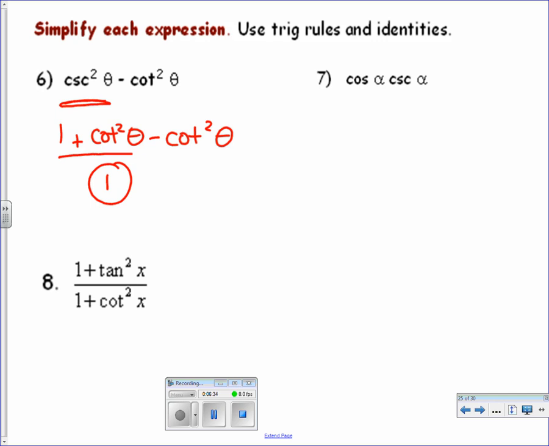Okay, next one. Mikhail. So for number 7, we're going to do the same thing. This one's not necessarily Pythagorean identities. Why? Because it's not squared. When things are squared, then you should start thinking Pythagorean identities. So cosine we're going to keep because cosine is cosine.